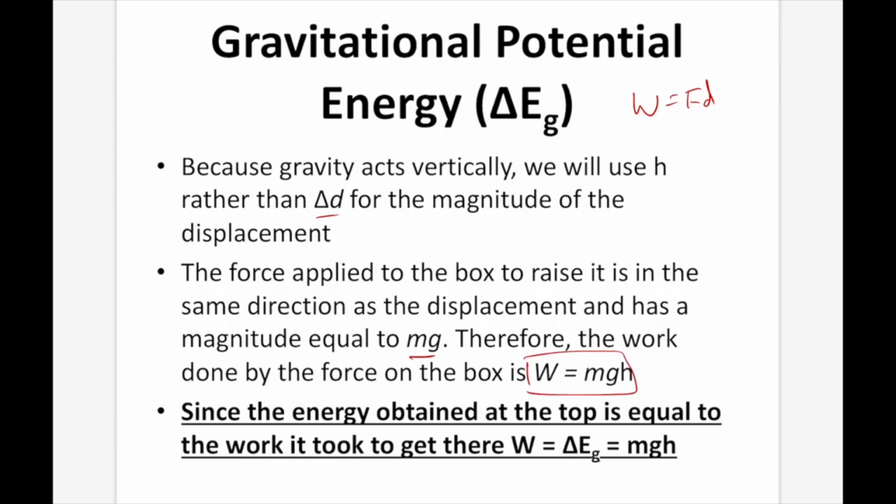And we can see that in our formula up here, right? Our original formula, W equals Fd. If we change F to mg and we change d to h, then we get our formula, work equals mgh. Now, since the energy obtained at the top is equal to the work it took to get it there, we can say that work is going to equal the change in Eg, which is equal to mgh.